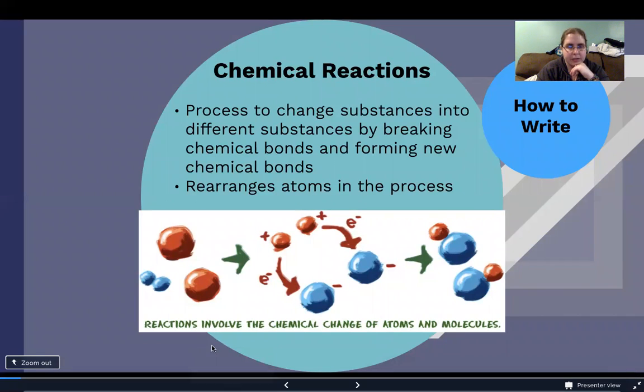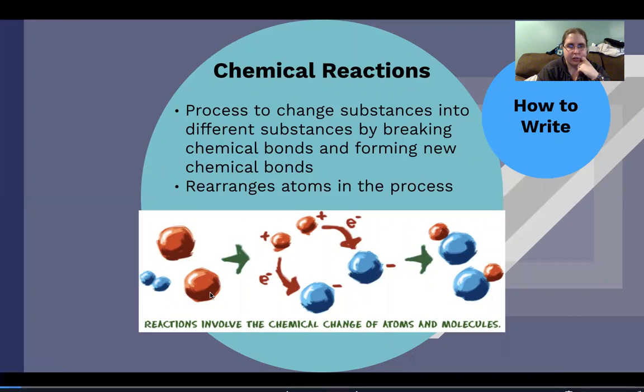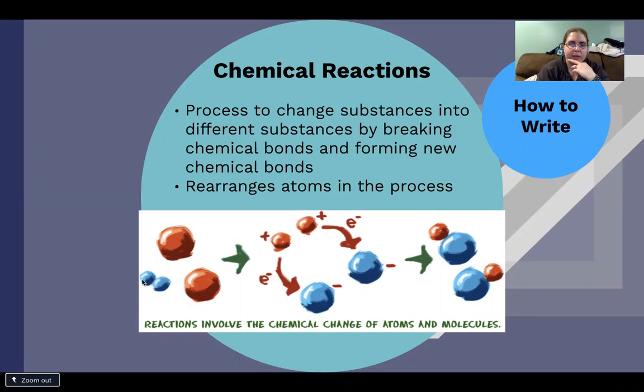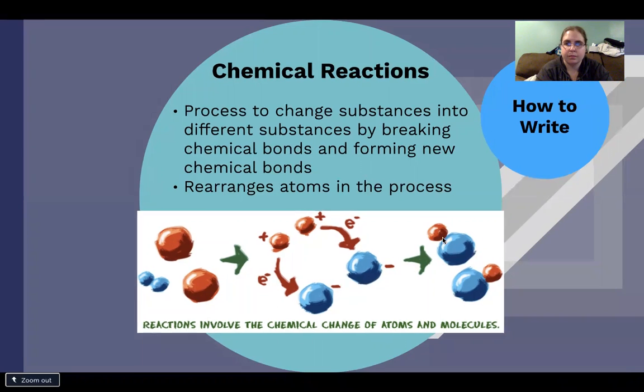You can tell in this picture, we have two red circles that are on their own, and we have two blue circles that are bonded together. So what's going to happen is we're going to separate these two blue circles, and then each one is going to bond with a red circle. Now notice we start with two blue and two red, and what do we end up with? Two blue and two red, but in a different combination, and that's all a chemical reaction is.